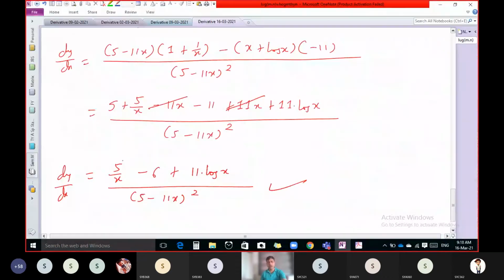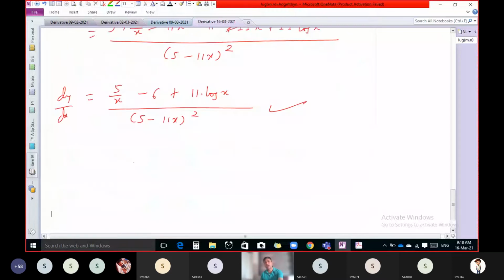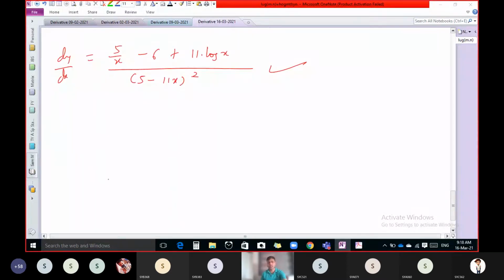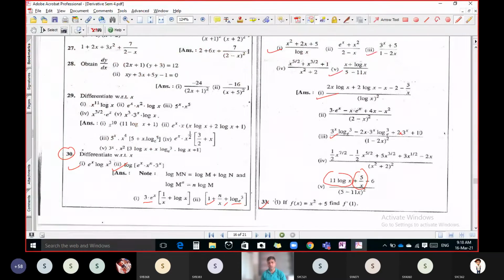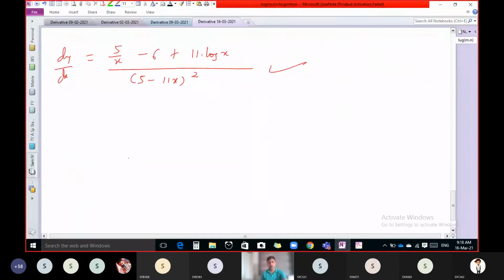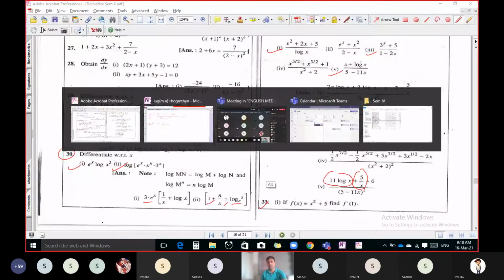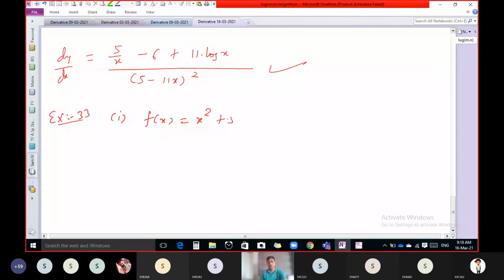So the majority part of this chapter is over. Now a few simple questions are there. Let us do that one. Question number 33, the first one. f of x equal to x square plus 5, instead of y here f of x is written, and you have to find out f dash 1.